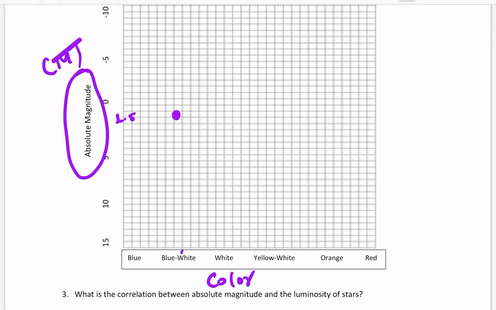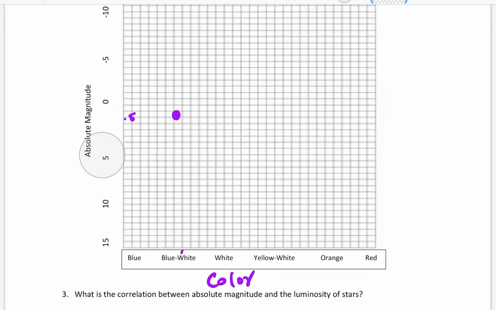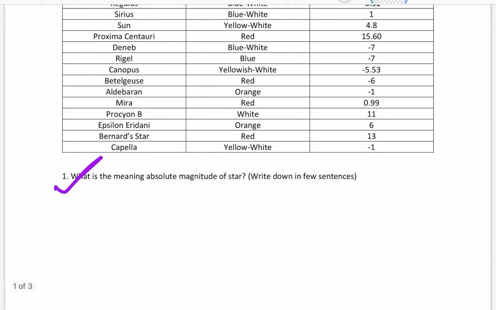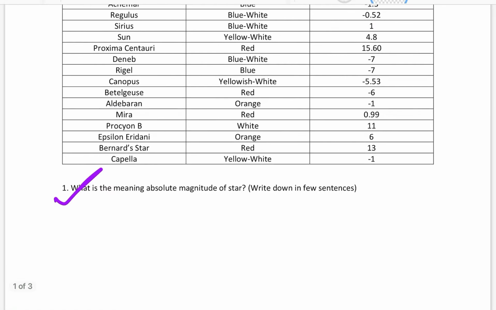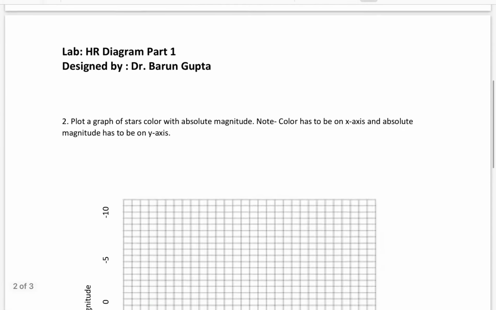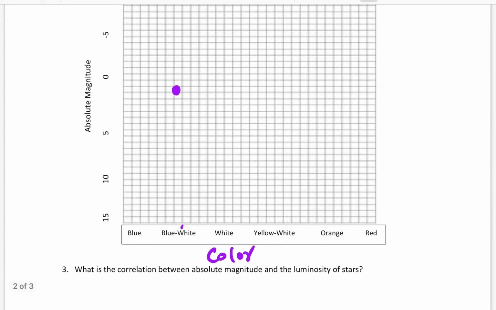Now the same thing you have to do for the other stars, and I'm going to choose another star. Now let's call it the Sun. Look at the number here for the Sun. The Sun is yellow white, and the number is 4.8. So how are we going to plot it? 4.8 and yellow white. So let's look at yellow white here. So this is yellow white, and the 4.5, which is close to 5, should be here.